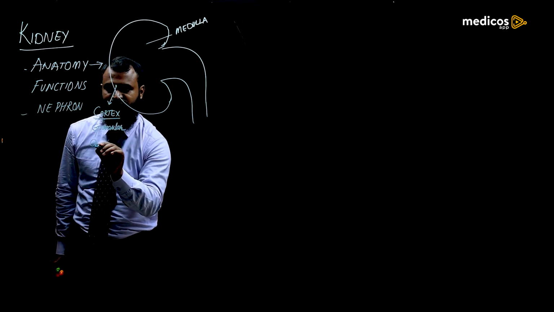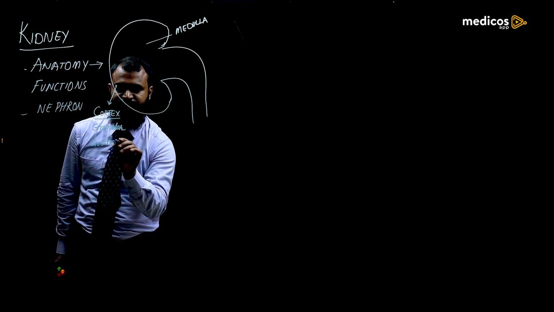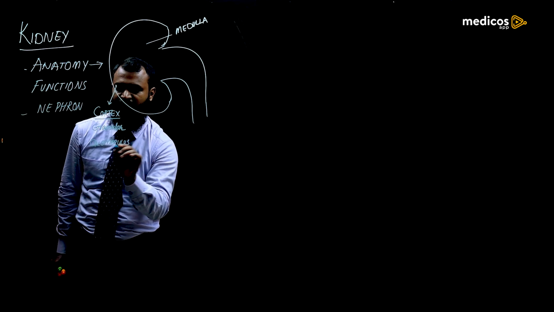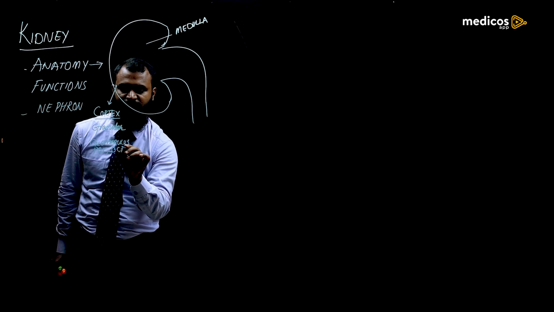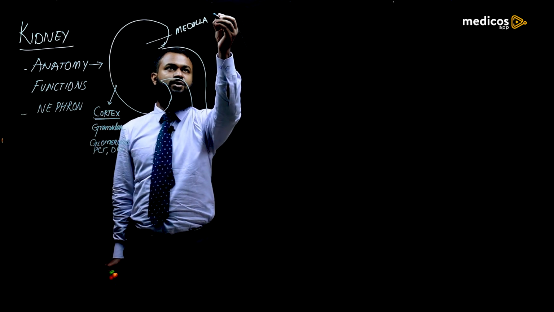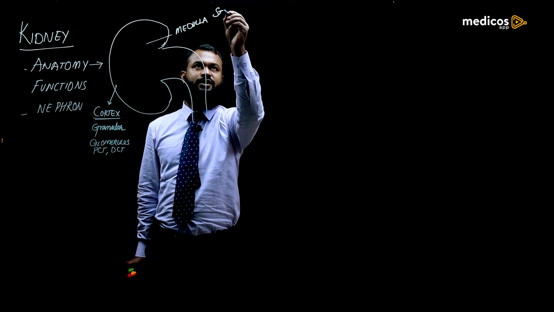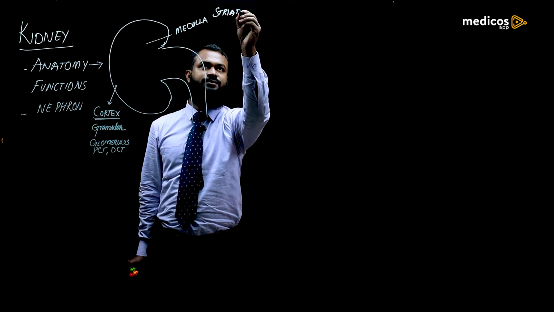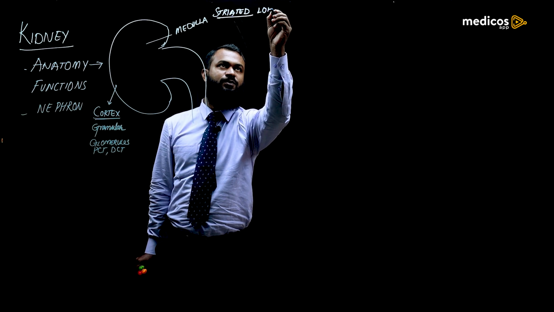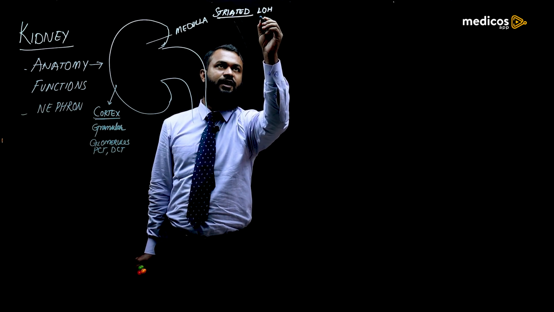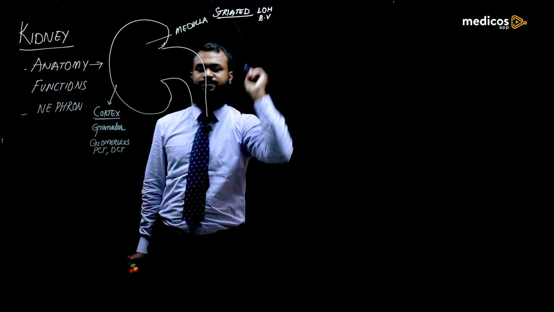And why does it give a granular appearance? Because of the presence of glomerulus, PCT, that is proximal convoluted tubule, and distal convoluted tubule. Whereas the medulla will give a striated appearance because of the presence of loop of Henle and blood vessels.